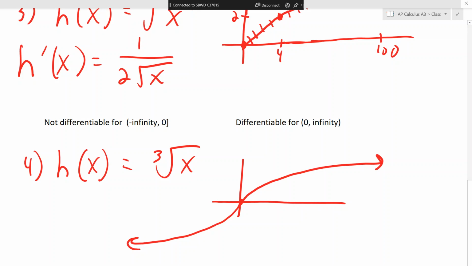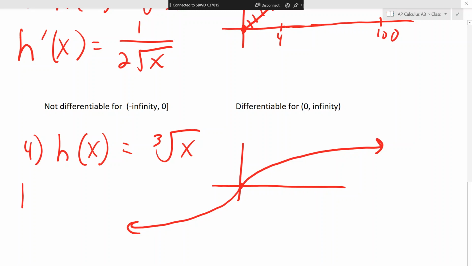Okay? Now, that doesn't help us with the derivative. It looks like that thing should be differentiable everywhere, right? But something weird happens at 0. This is going to be a new case for us. If we find this derivative, we get 1 over 3 x to the 2/3. And that's not defined at 0. Cool? You try to put a 0 in it, h prime, you get 1 over 0, undefined.